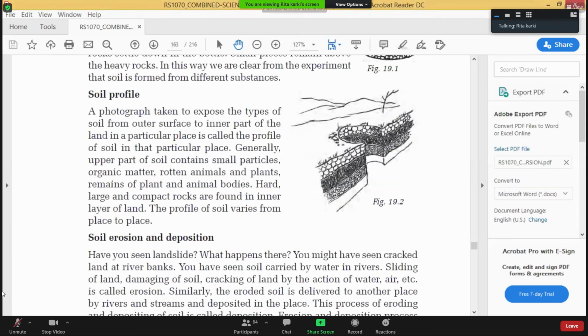So in the vertical layers, when we dig the ground, first we find the topsoil, and below the topsoil there is the presence of the subsoil. Below the subsoil there is the presence of the parent rock material. So these are the face of the earth. When we dig vertically, we can divide it into three main parts, that is topsoil, subsoil, as well as the parent rock.